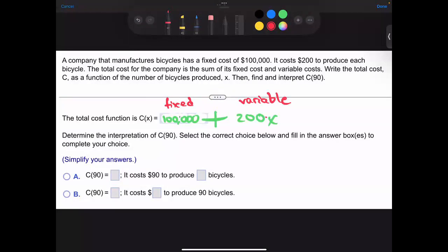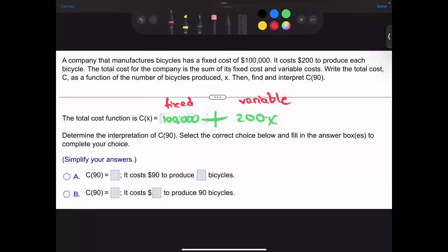Okay, now that should look kind of familiar. That's a linear function. You've seen those before. This is the y-intercept. The slope is 200, so you go up 200 for every one you go over, right? That kind of thing gives you a nice straight, very steep line. Okay, then find C of 90 and interpret what it means.